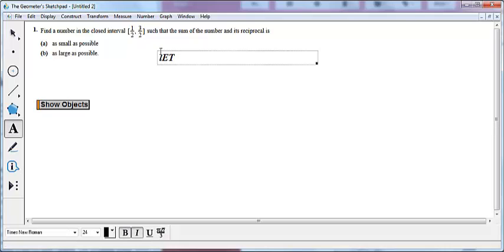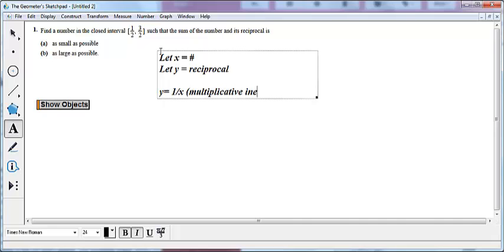So let x be equal to the number. Then let y be equal to the reciprocal. So basically, y is equal to 1 over x, because we're assuming that the reciprocal is the multiplicative inverse. So then we have a function, y equals 1 over x, and what we want to do is maximize the sum. So the sum is equal to the number x plus its reciprocal, which is 1 over x.